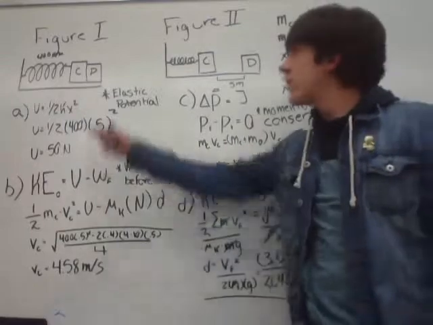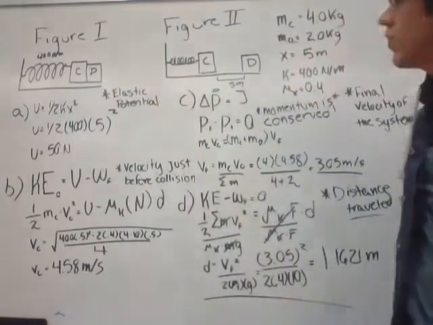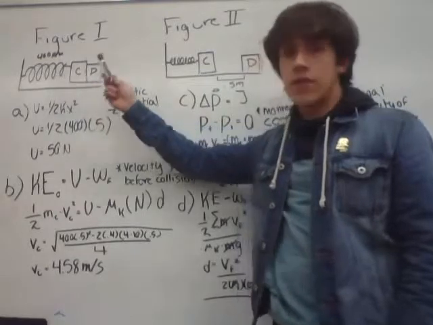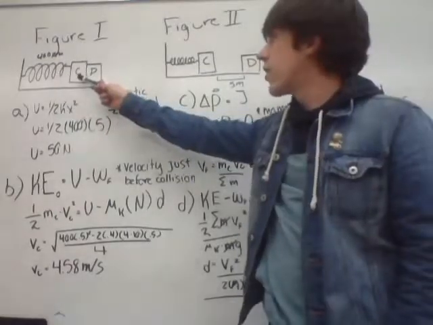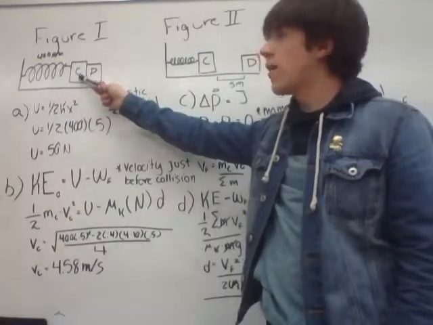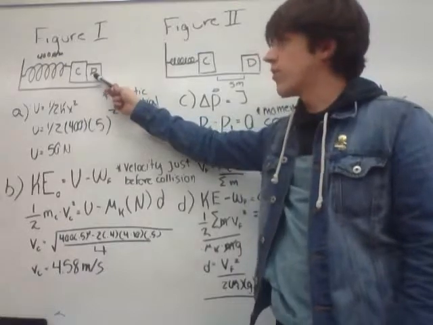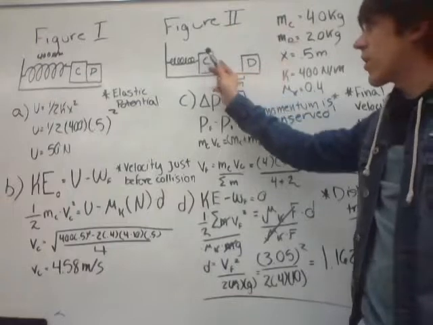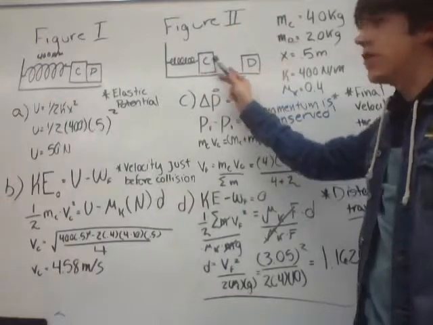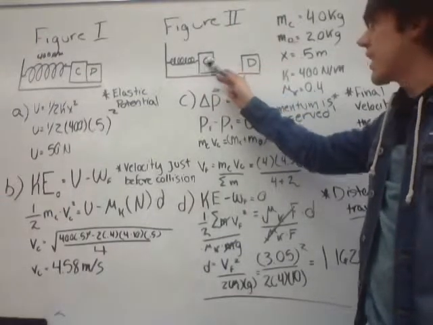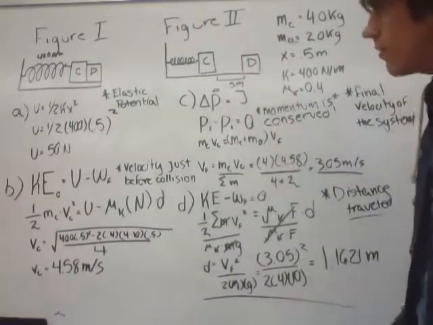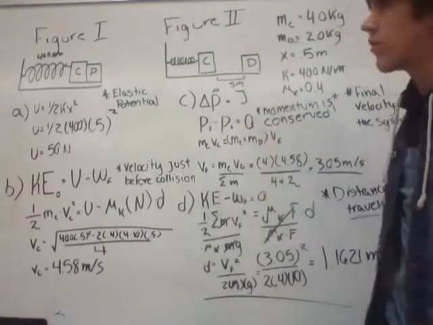So in this problem, you're given two figures, figure 1 and 2. Figure 1 shows a spring that is not compressed, not attached but touching block C, which is touching block D. And in figure 2, the spring is compressed backwards by 0.5 meters. It is still not attached to block C, but it was touching it, and block B is where it remained. So that's the information that we're given.